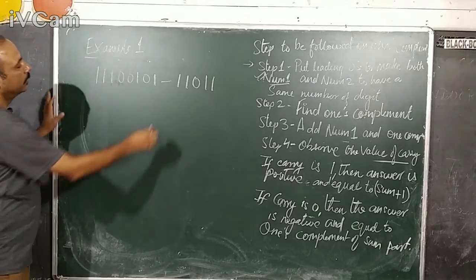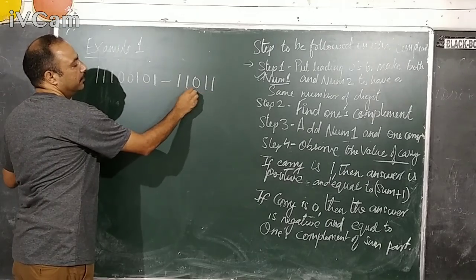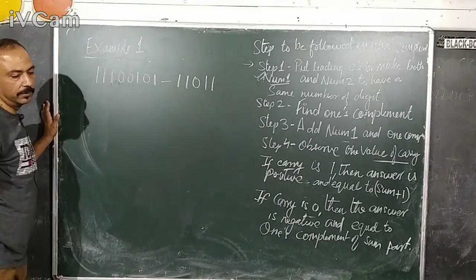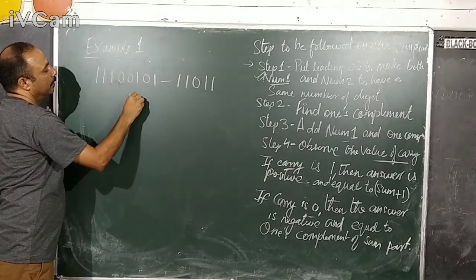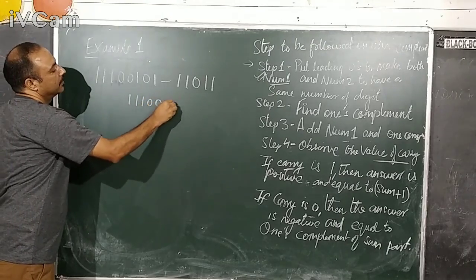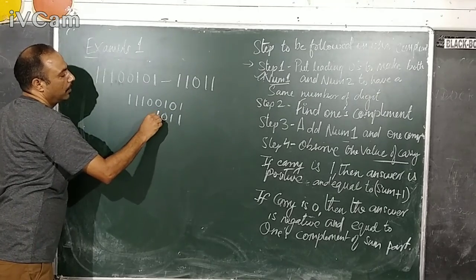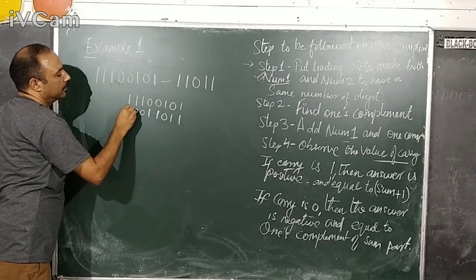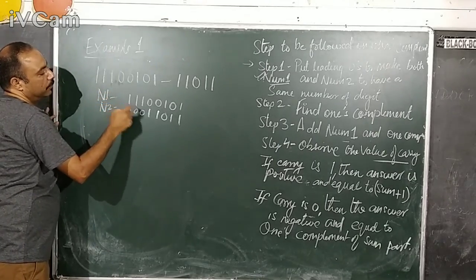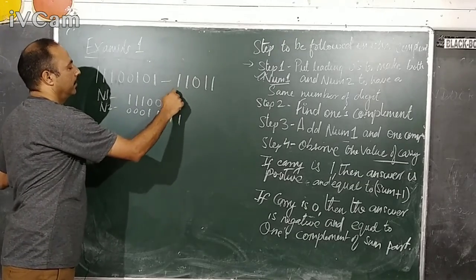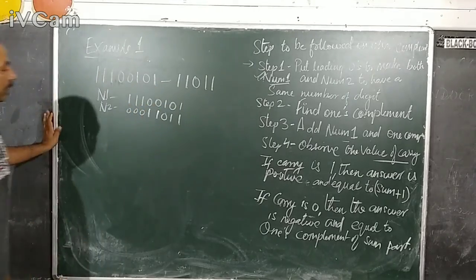So how many digits are there? 1 2 3 4 5 6 7 8. Here how many digits are there? 1 2 3 4 5. So we need to add three more zeros. So we make it the same digits: 1 1 1 0 0 1 0 1, and here 0 0 0 1 1 0 1 1. So the digits of number 1 equal those of number 2: 8 digits.